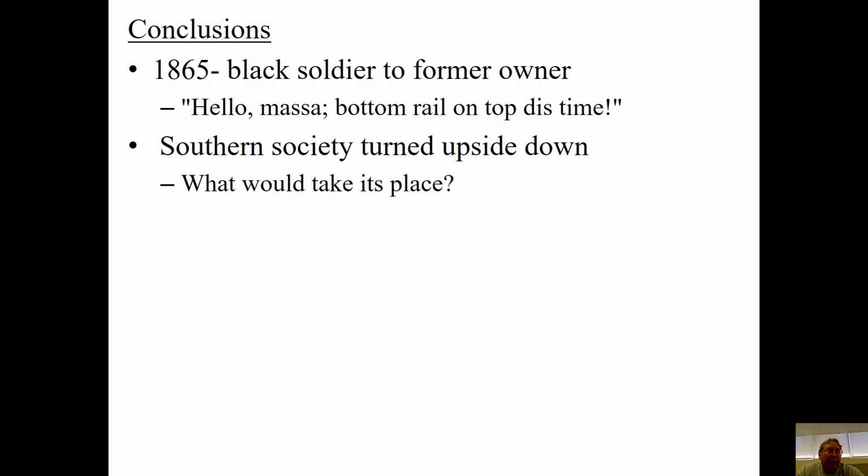One black soldier, one of those 180,000 former slaves that joined the Union soldiers, right? He sees his former owner walking by one day, right, as he's watching these Confederates go home in defeat. And he waves to his master and says, hello, master, bottom rail on top now. What he's trying to say is, look, you used to be in control of me, now I'm in control of you. But is that true, right?